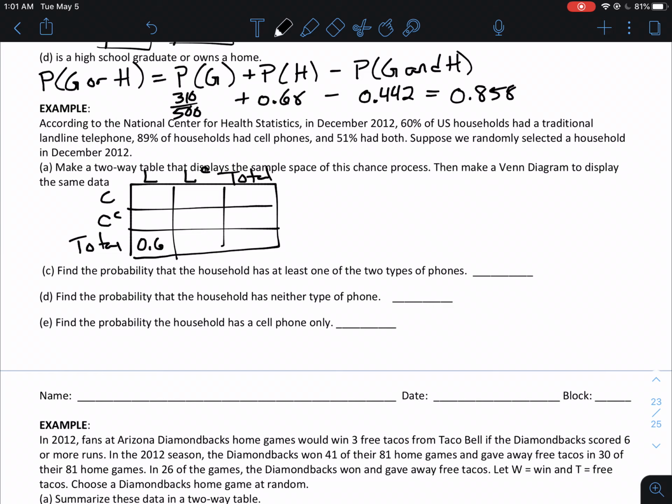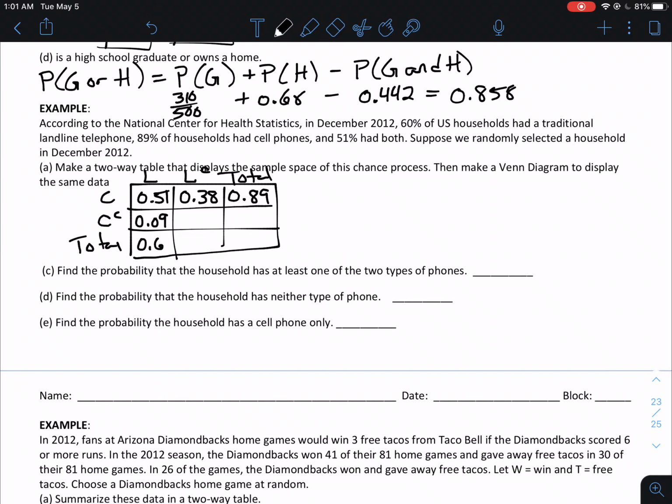89% had cell phones, so that would be 0.89 as the total for cell phones, and 51% had both. Okay. So we can fill in some more of these. This would have to be 0.09 to add up to 0.6. This would have to be 0.38 to add up to 0.89. But then we have a problem. If you notice, we can't really fill anything out based on the information that they gave us.